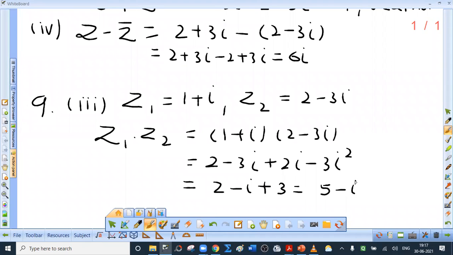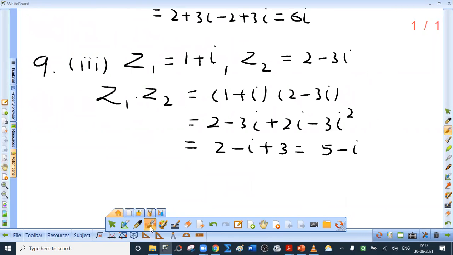Is it Z1 Z2? Yes. Now, its conjugate. Therefore, Z1 Z2 bar is 5 plus i. Number 1.